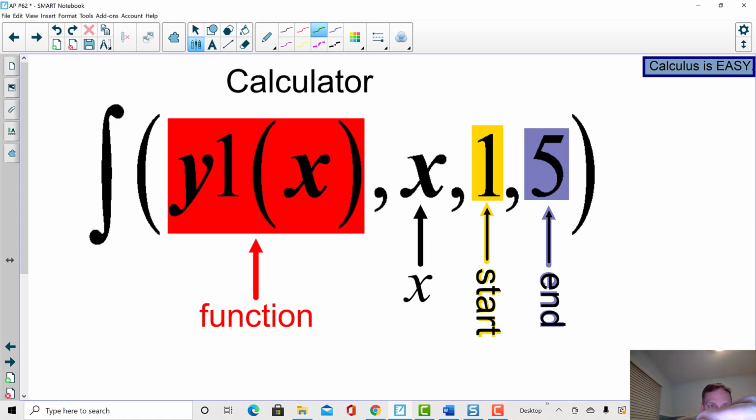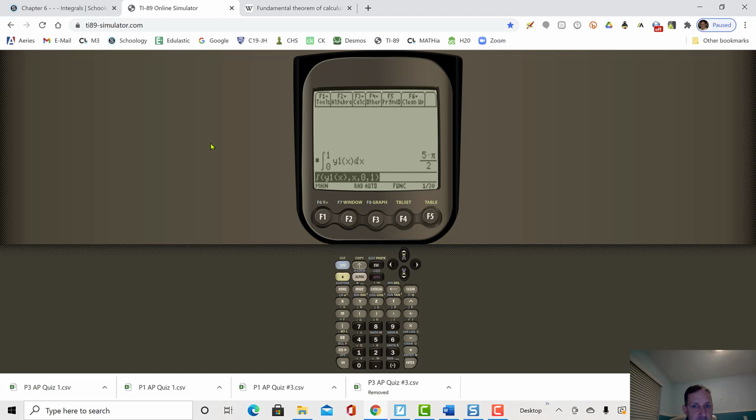Remember, this is the TI-89 graphing calculator. And if you don't have a TI-89, you can use the free online simulator to practice with. The website for the TI-89 graphing calculator simulator is ti89-simulator.com.